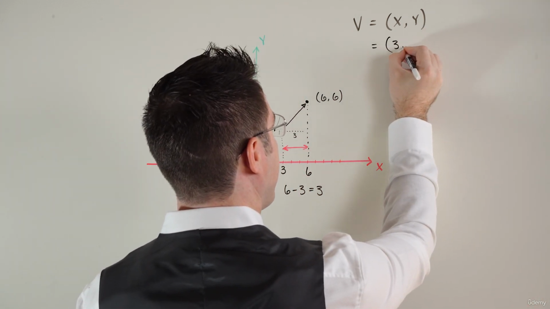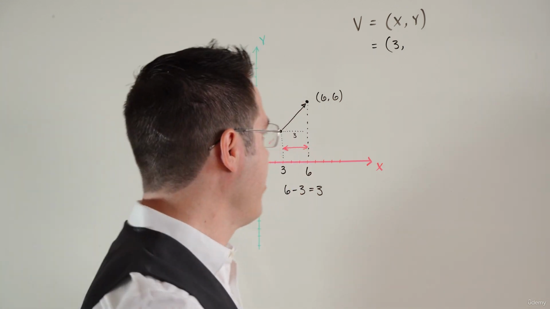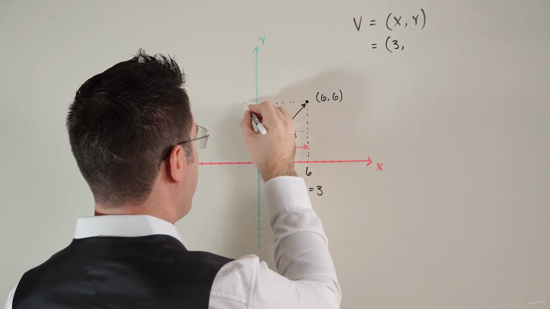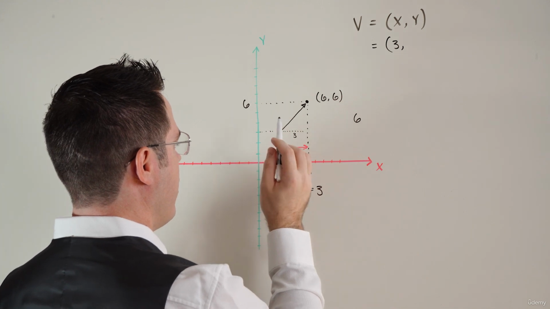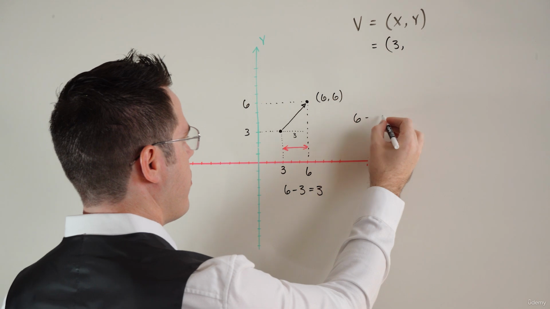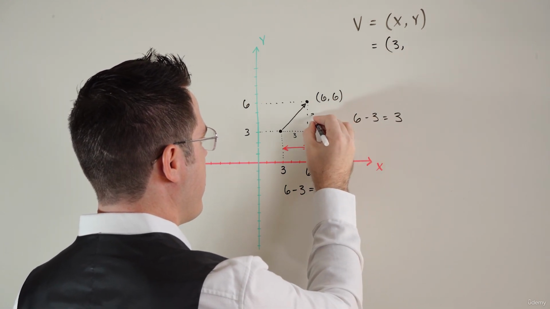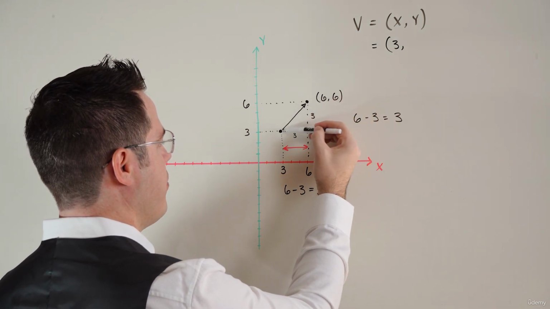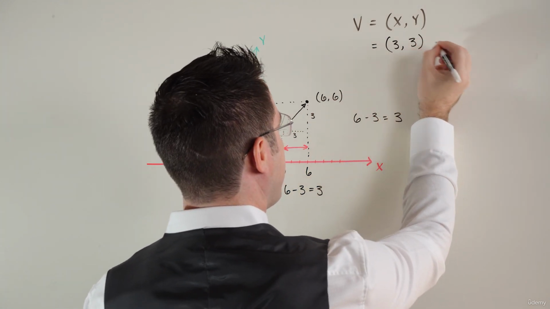So we can write that right here. Now we calculate the y-component in the same way. We take the y-coordinate of the head, which we know to be 6, and subtract the y-coordinate of the vector's starting point. That's 3. So we subtract 3 from 6, giving us 3. So we know this distance in the y direction from the tail to the head is 3. So our y component is 3.